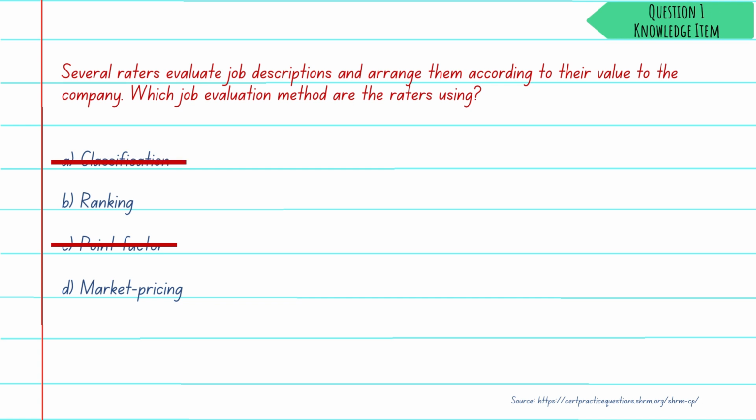Market pricing focuses on external competitiveness and often utilizes third-party compensation survey data to determine the external value of jobs. Ranking is a qualitative method of job evaluation that arranges jobs in a hierarchy based on their perceived value to the company, which is what the question is asking for.